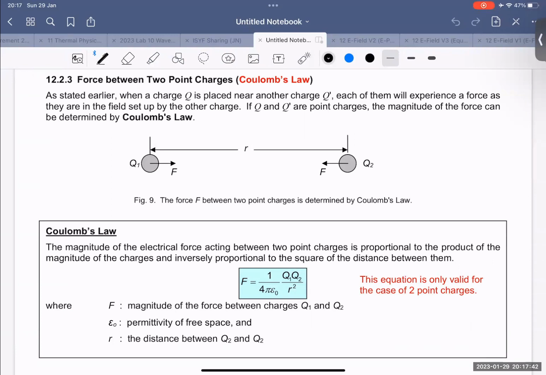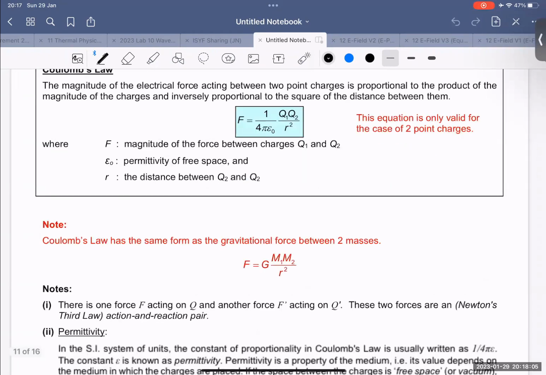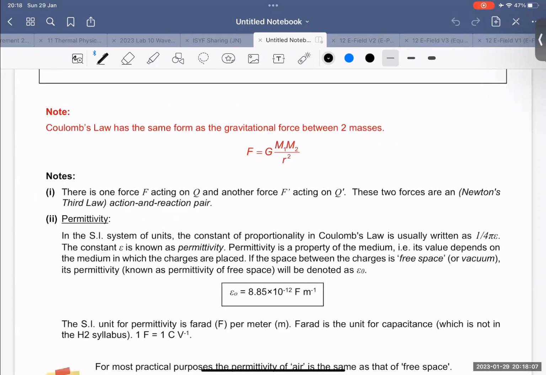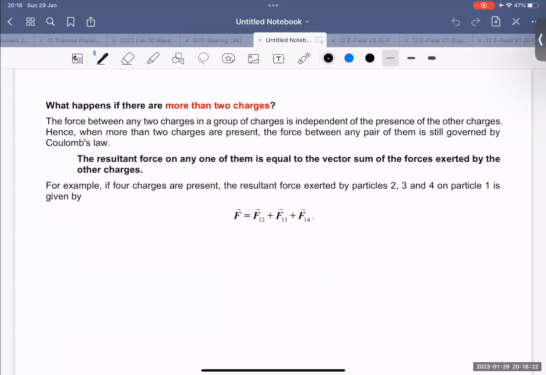This is called Coulomb's Law. Coulomb's Law states that the force is equal to 1 over 4 pi epsilon 0, Q1 Q2 divided by R squared. Note that this equation is only valid for the case of two point charges. Coulomb's law has the same form as the gravitational force between two masses, where F is equal to G m1 m2 over R squared. What happens if there are more than two charges?